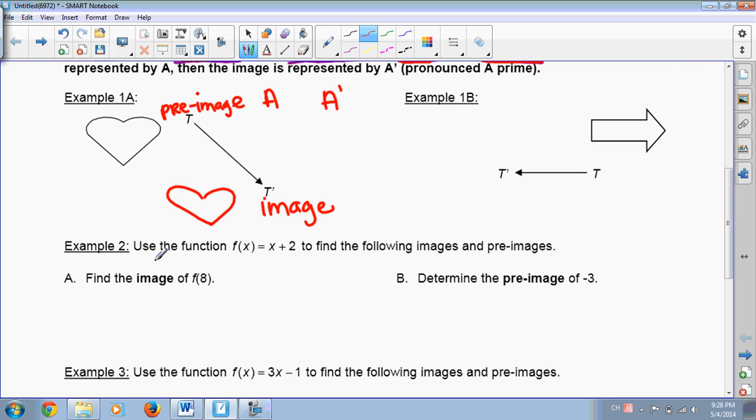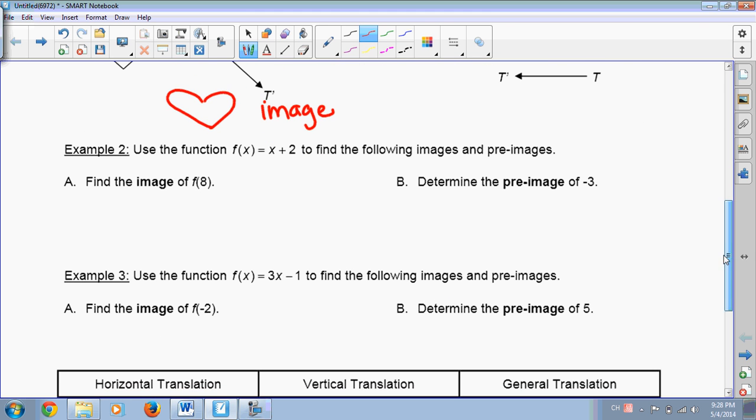Example 2, use the function f of x equals x plus 2 to find the following images and pre-images. Okay, so find the image, so the new shape of f of 8. All this is saying is that x is 8. So we're just going to plug in 8 for x. And we want to know, once we plug in 8 for x, what does it become? The new image is 10.